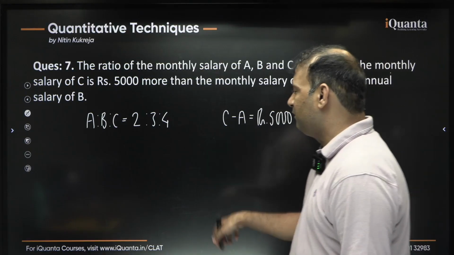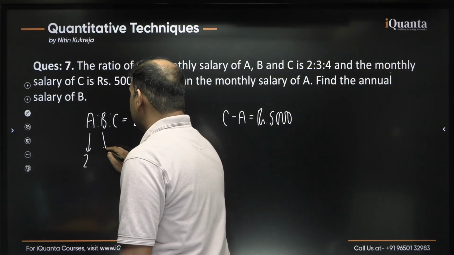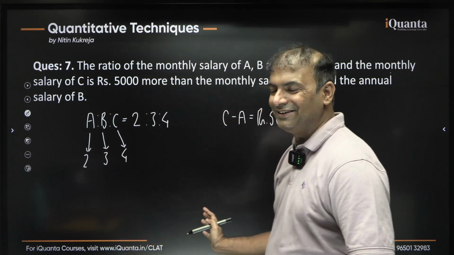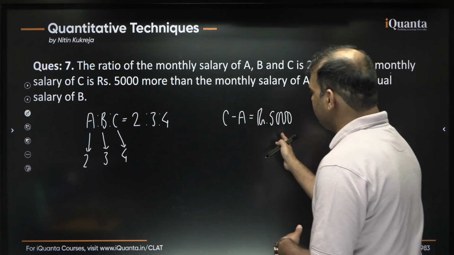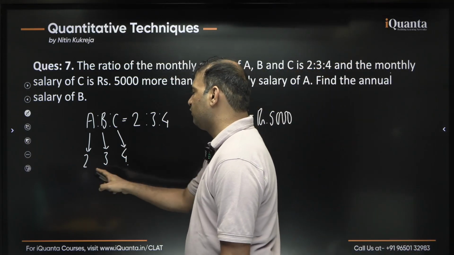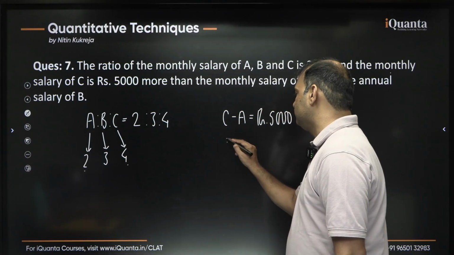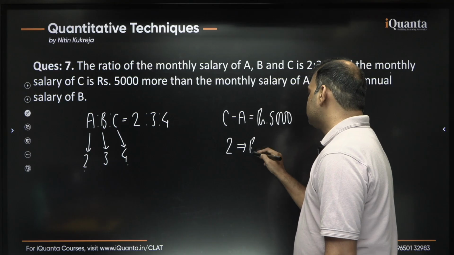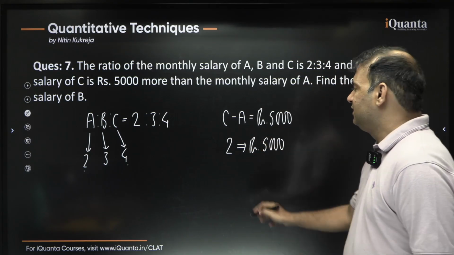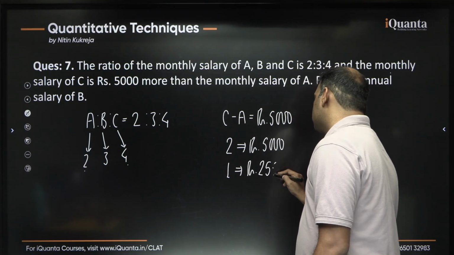Fine guys, with the help of the ratios, we can assume that the salary of A is 2, the salary of B is 3, and the salary of C is 4, like this, okay? Now, they have given C minus A is 5,000 in real, but C minus A in assumption is how much? C is 4, A is 2, so obviously in the assumption, the difference of C and A is 2, alright? But guys, in the real, that difference is 5,000. So 2 of the assumption is 5,000 of the real. That means one of the assumption is 2,500 of the real.